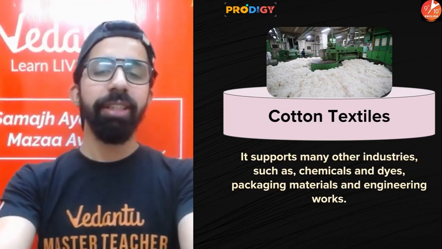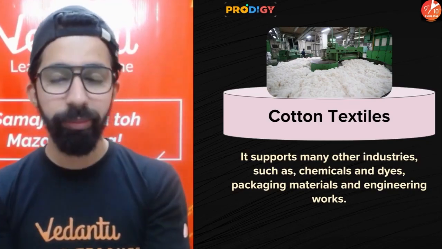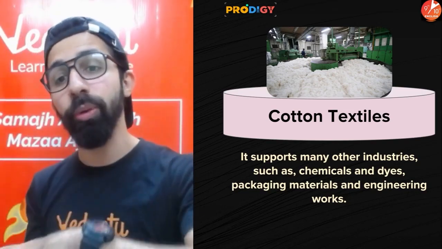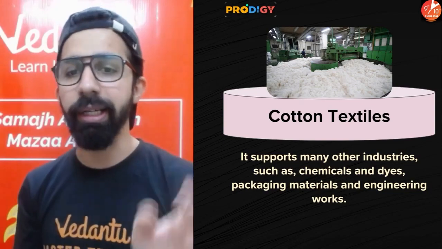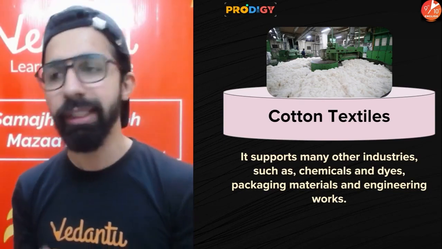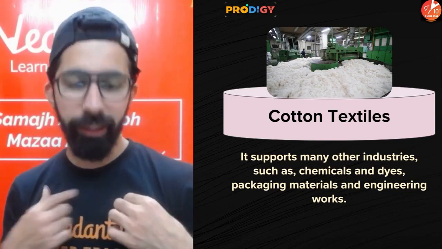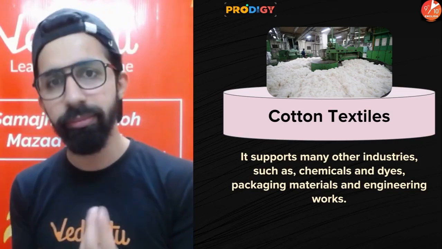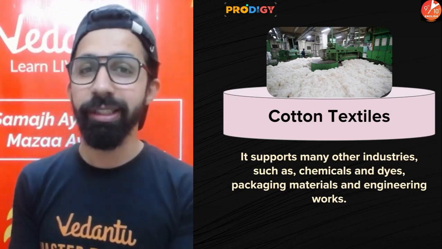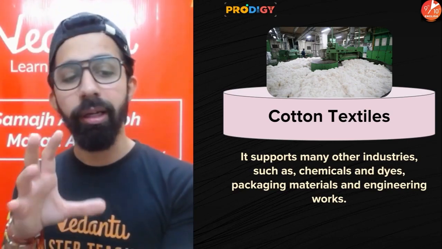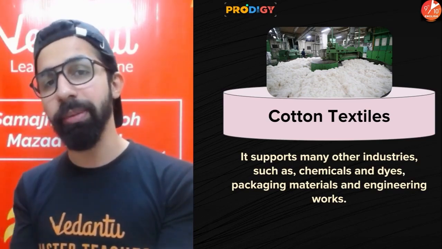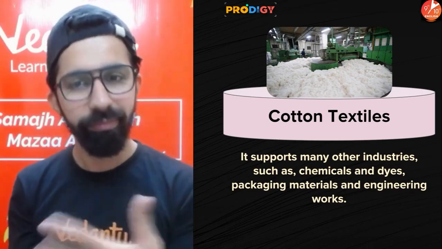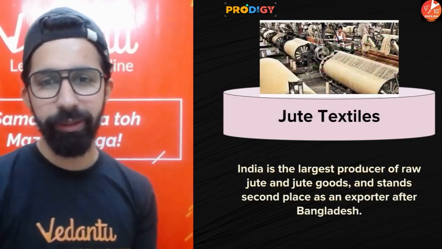Okay, coming to cotton textile, guys, it supports many other industries. Means there are many other people who are dependent upon cotton textile. How? Like it is supporting chemical and dyes industry. Dyes means color. Like you look at this fabric, इसके ऊपर जो color लगा है, ये जो fabric के ऊपर जो color है, it comes from chemical and dyes, colors. So कहीं ना कहीं cotton textile industry is dependent. There are many industries like dye or chemical industry dependent upon cotton textile industry, packaging material, engineering works. So it supports many other industries.